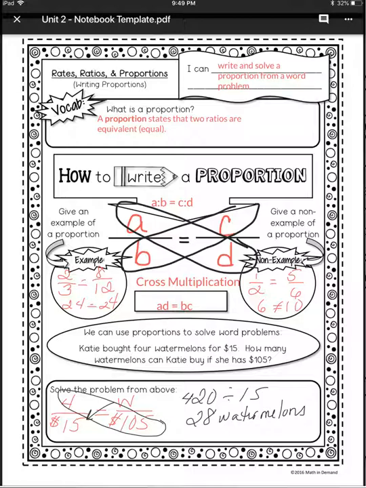Now, your turn. You're going to try the you try problems on the next page.